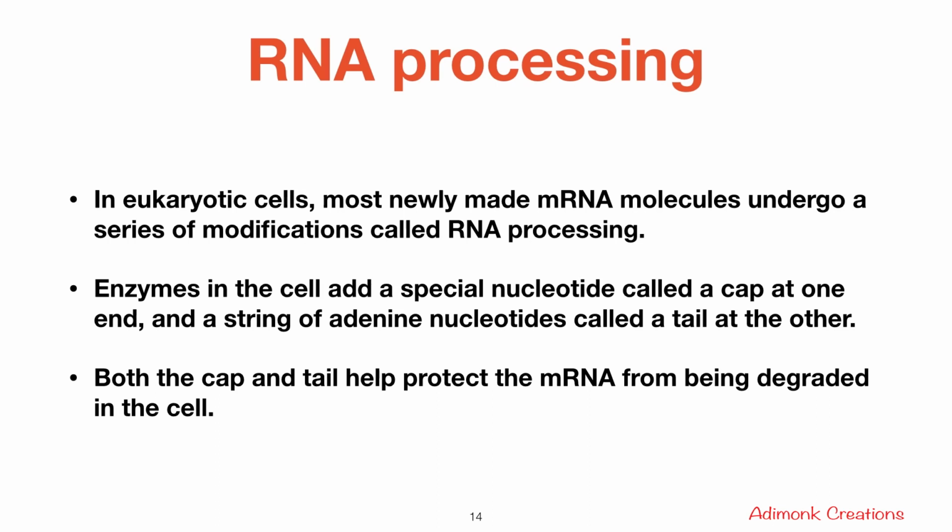In eukaryotic cells, the newly made mRNA molecules undergo a series of modifications which is known as RNA processing. So enzymes in the cell add a special nucleotide called a cap at one end and a string of adenine nucleotides called a tail at the other. The cap and tail help protect the mRNA from being degraded in the cell.